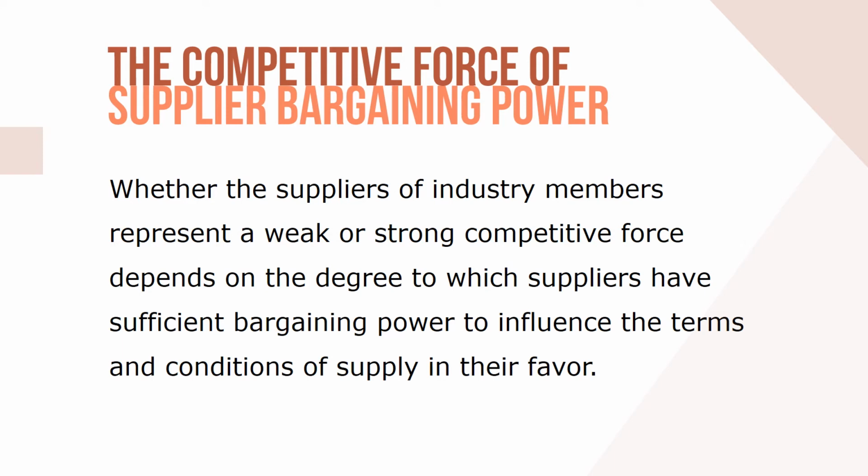Whether the suppliers of industry members represent a weak or strong competitive force depends on the degree to which suppliers have sufficient bargaining power to influence the terms and conditions of supply in their favor. Suppliers with strong bargaining power can erode industry profitability by charging industry members higher prices, passing costs on to them, and limiting their opportunities to find better deals.